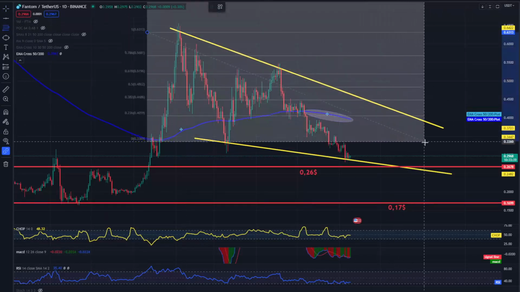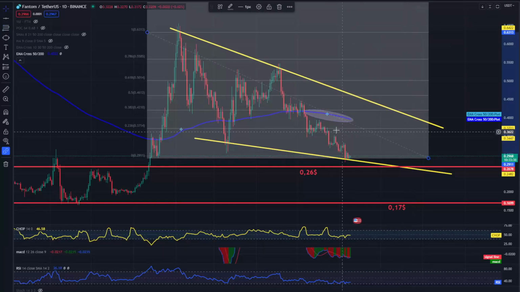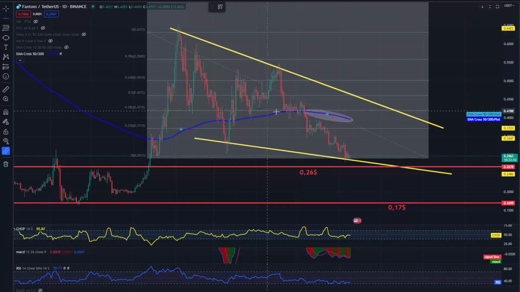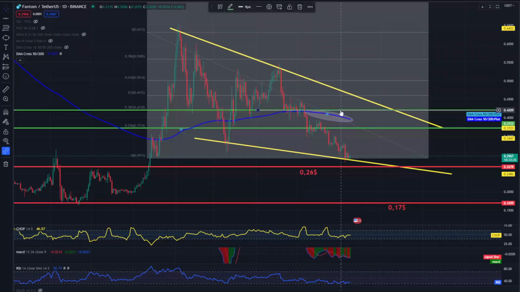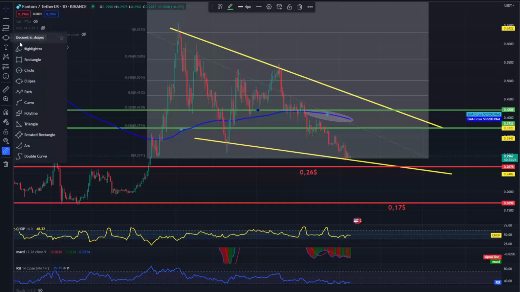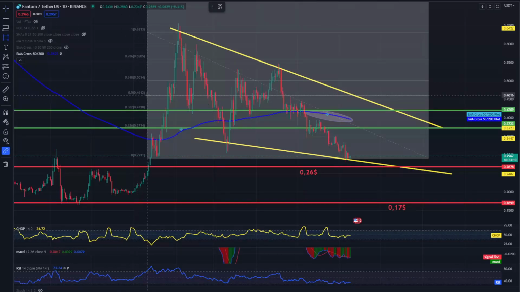Looking the other way, we can similarly determine the places of resistance that the price has to face. And here we see that the first significant resistance is at 37 cents. Then we have second resistance at 42 cents. Then there is a strong resistance zone from 46 cents to 50 cents.